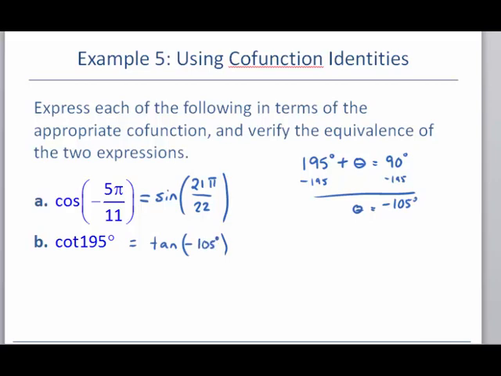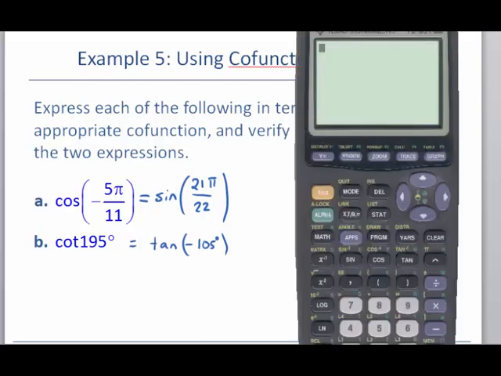And again, we're going to pull up our calculator and check and make sure that this makes sense. And so we're going to change our mode to degrees. Be sure that you do that. And then we're going to enter these expressions in our calculator. Now remember that in order to use a cotangent, we're going to have to enter it in as a reciprocal. So 1 divided by tangent of 195. And let's see, that gives me 3.73. And then I'm going to plug in the other side, tangent negative 105, and we should get the same answer.